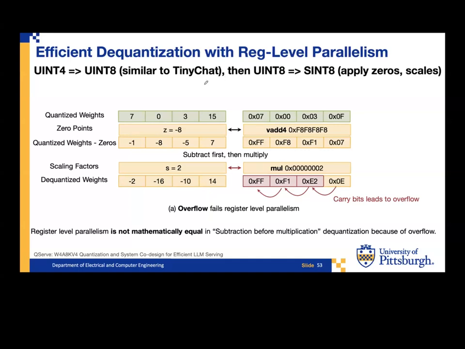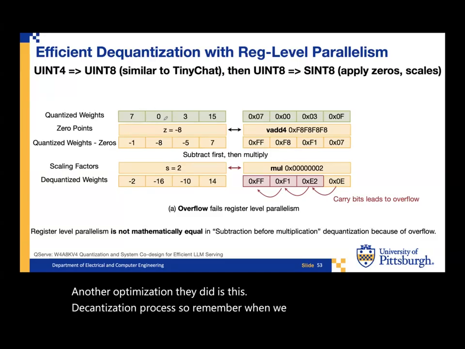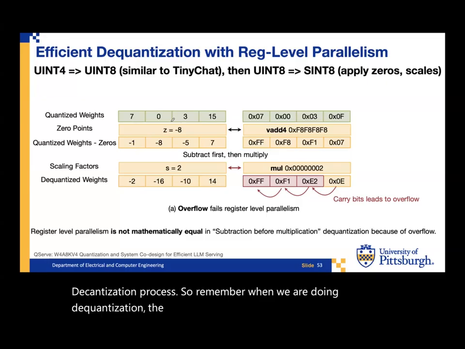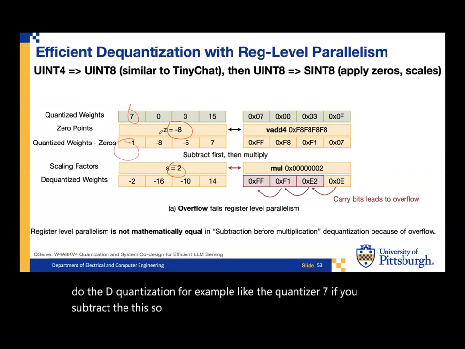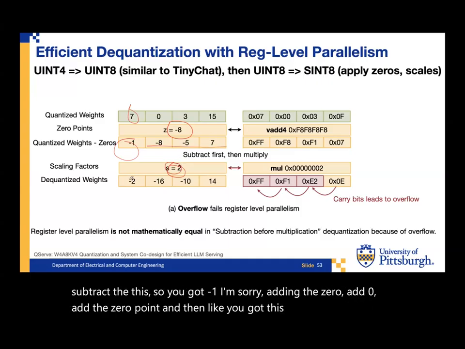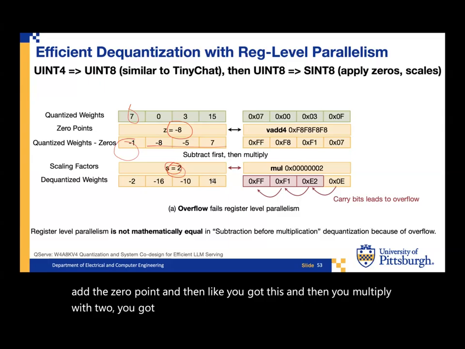Another optimization they did is this dequantization process. Remember, when we are doing dequantization, you subtract the zero point and then multiply by a scaling factor, right? So that's how we do the dequantization. For example, the quantized value is 7. If you subtract the zero point, you got -1. I'm sorry, adding the zero point, and then you got this, and then you multiply with 2, you got -2, and all that.